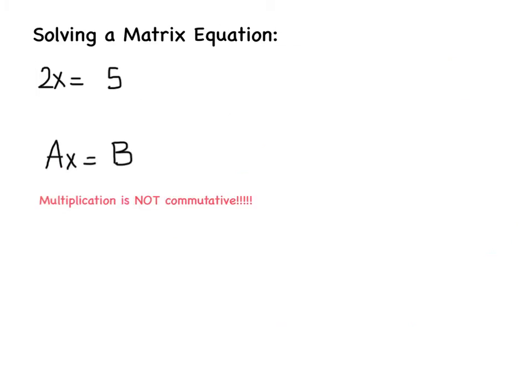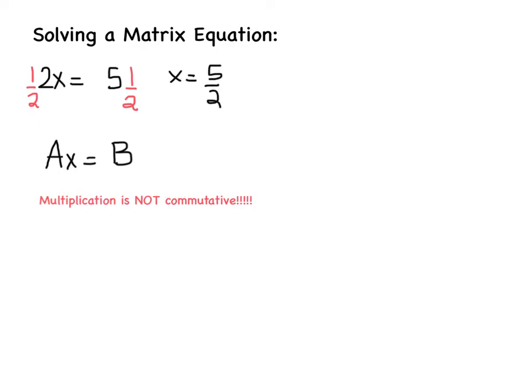Okay, so this first equation looks really easy, doesn't it? 2x equals 5. How do I solve that? Well, I divide by 2. Don't forget, I also multiply by the inverse. That's another way to solve it. So I'm going to get x equals 5 over 2.